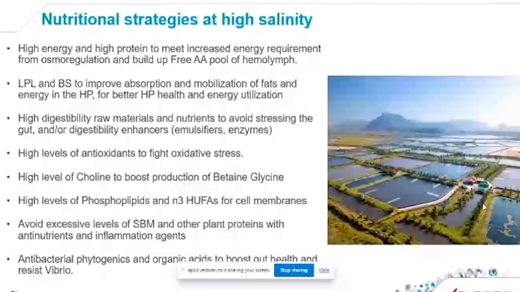Use high digestibility raw materials and nutrients to avoid stressing the gut, and using digestive aids like emulsifiers and enzymes like lysophospholipid and bile salts will help, as well as using high levels of antioxidants to fight the oxidative stress from higher activity of the sodium pump. High levels of choline would be suggested to boost the production of betaine glycine, and I would recommend adding high levels of phospholipids and omega-3 fatty acids so that you have a healthy cell membrane.